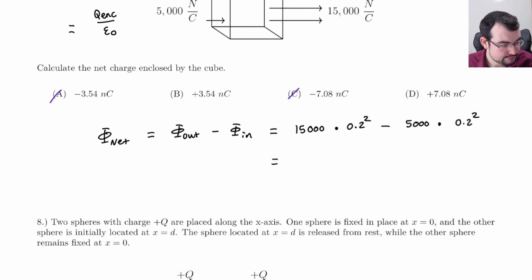And let's see, can I do that in my head? 0.2, that's 1/5. We can write this as, the difference would be 10,000 times 0.2 squared. And I believe that would be 400 would be our flux.